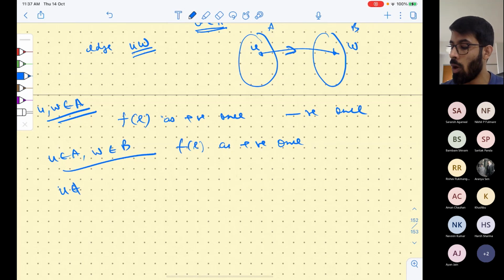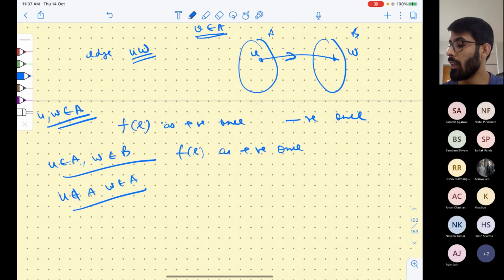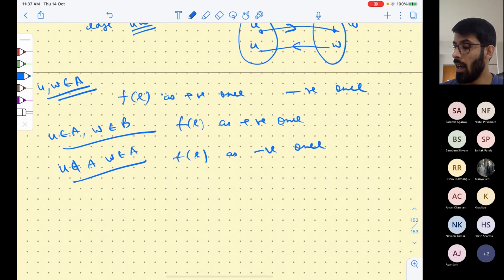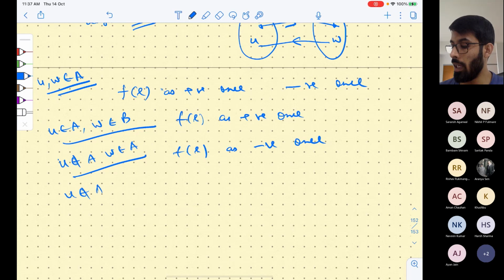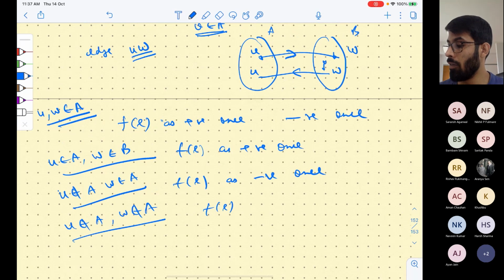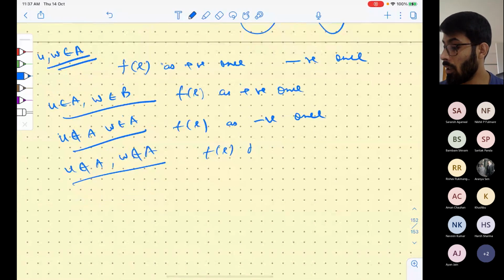Similarly, if U does not belong to A and W belongs to A, that means the edge is like this, and then F of E will come as negative once. And if both do not belong to A, then we have that F of E does not come because the edge is here somewhere. And we are just summing over the V belonging to A. Does not occur in this side.